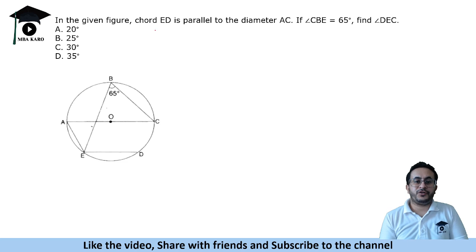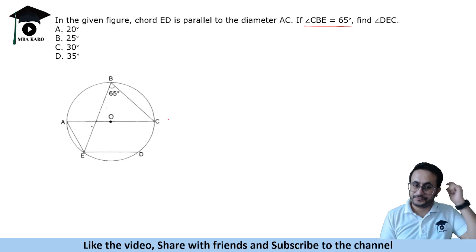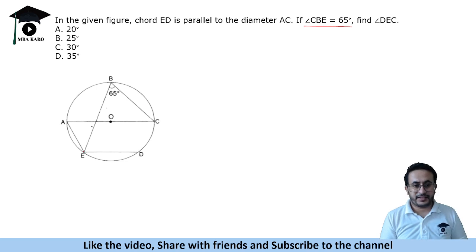In the given figure, chord ED is parallel to the diameter AC. If CBE is 65, you need to find angle DEC. So we need to find angle DEC. So obviously we will have to join this.